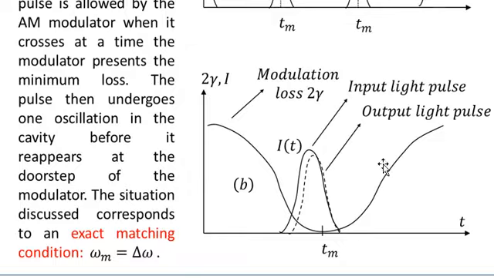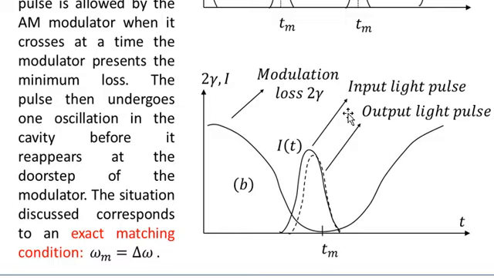Now we talk about this one. The related paragraph will be discussed in the next slide, but here let me give you an idea what this figure is about, in part B. Again, you see that I am plotting two things over here: the two gamma function as a function of time and the intensity of the laser as a function of time.